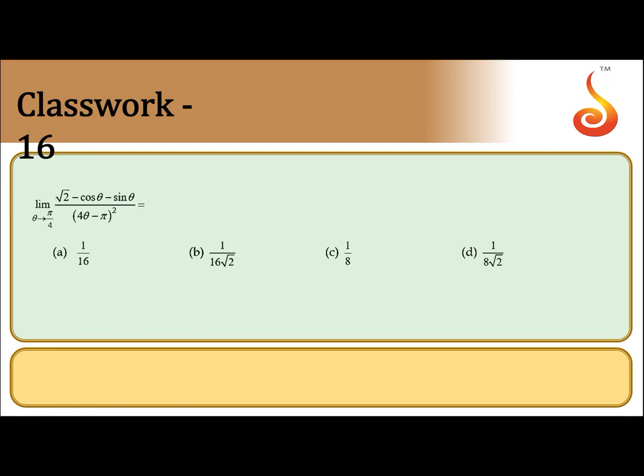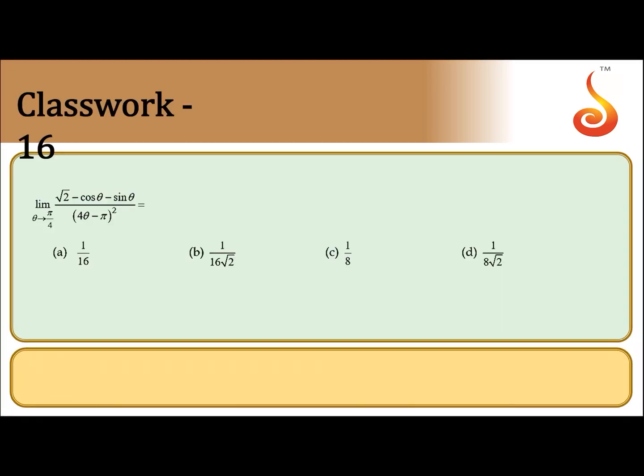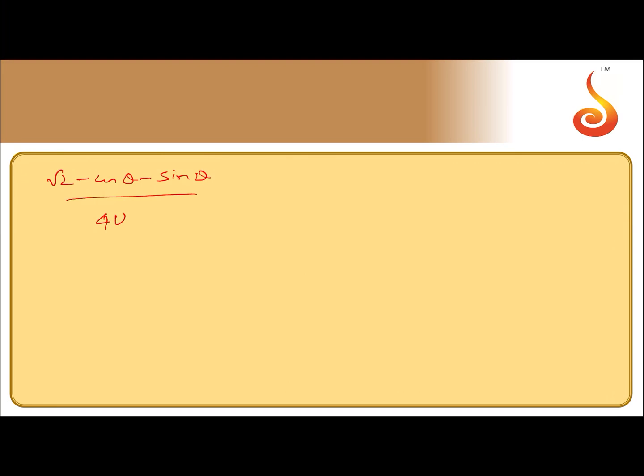16th one. Root 2 minus cos theta minus sin theta divided by 4 theta minus pi, taken whole square. So when you substitute theta is equal to pi by 4, now theta tends to pi by 4. I hope you'll be getting 1 by root 2, 1 by root 2, root 2 minus root 2, 0 by 0 form.